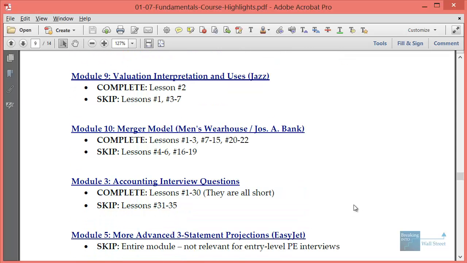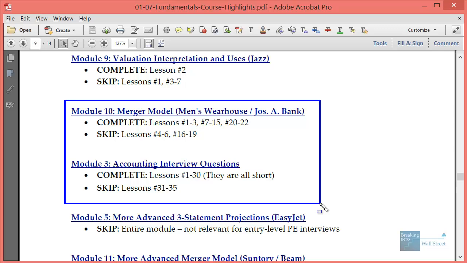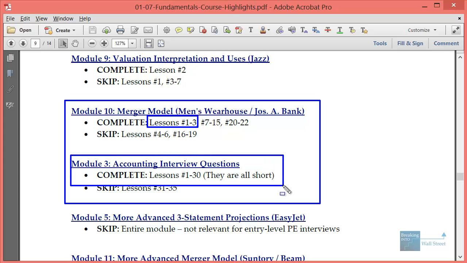Now, merger models, and then these accounting interview questions about how items like depreciation changing impact the statements. These tend to be a little bit less important, but you could still get questions on them in interviews, so that's why we've positioned them here in the list. With merger models, if you're really time constrained, just learn the basics in lessons 1 through 3 and leave it at that. With the accounting interview questions, again, just take a look at the lessons on depreciation and the multi-step scenarios at the end, and you'll understand this pretty well.